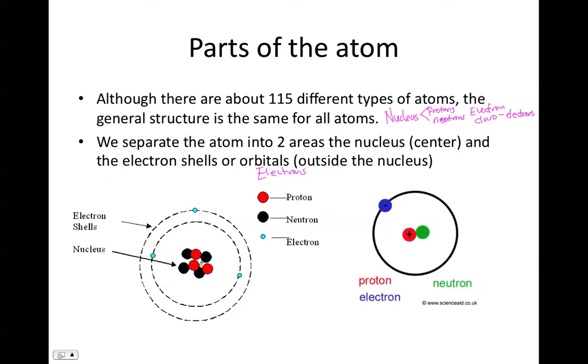And here's another real general diagram of the atom. This would obviously be a hydrogen atom because it only has 1 proton. Here you have 1, 2, 3 protons in the other one.